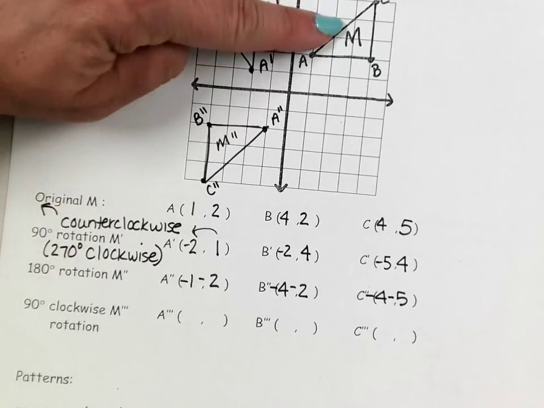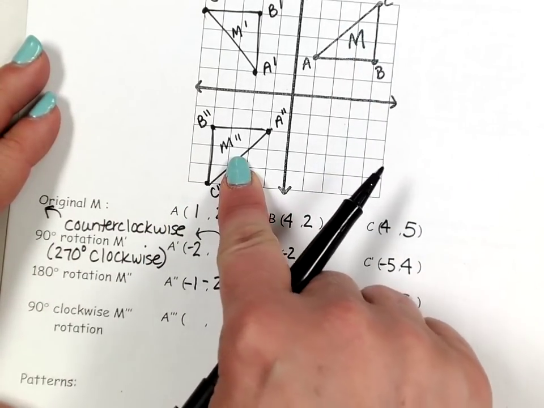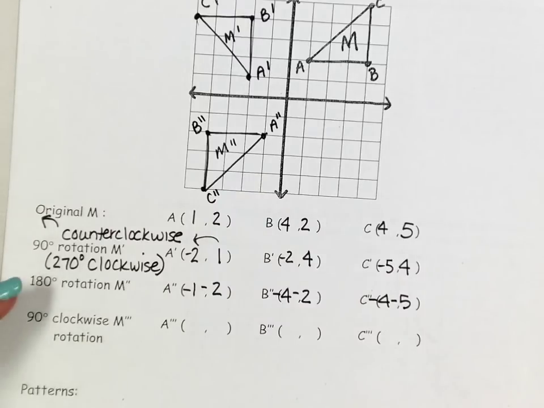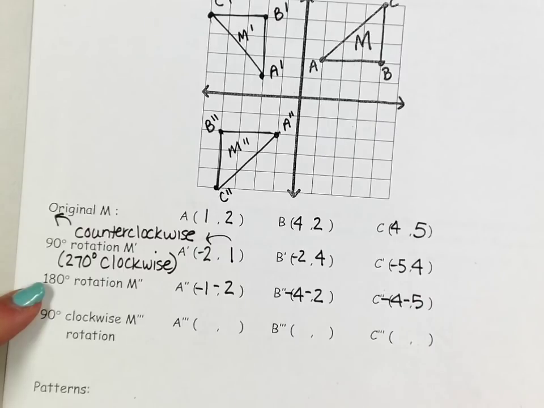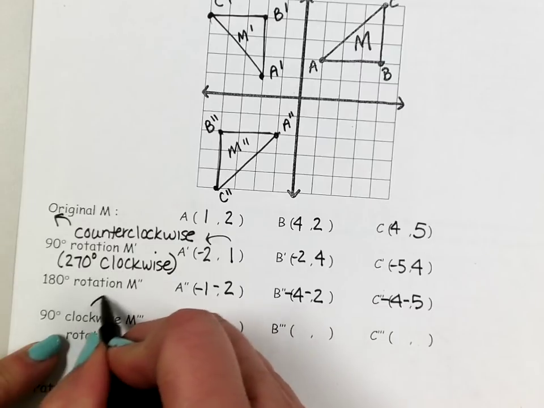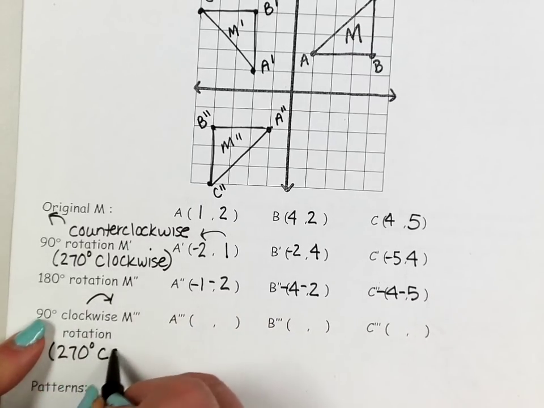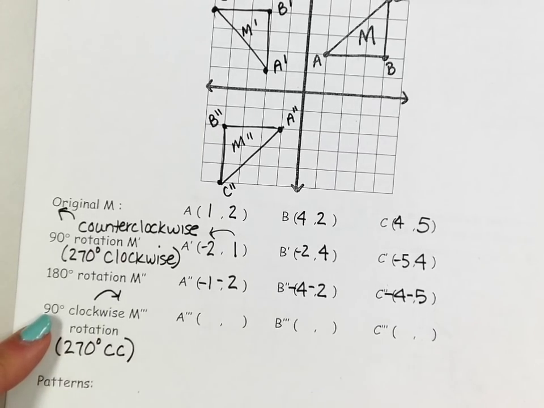Now, if I click 2 turns to the left or 2 turns to the right, I end up in the same spot. That's why I don't have a counter or clockwise motion on the 180. It just says 180. Okay? Now we're going to go clockwise. Clockwise goes this way. It would also be 270 counterclockwise, but you're probably not going to see that very often.